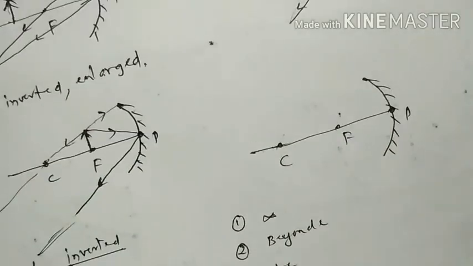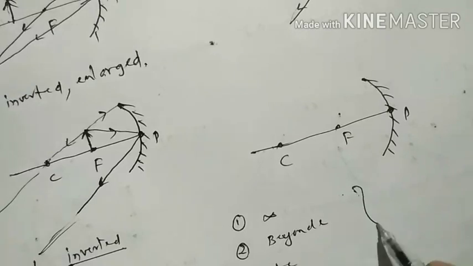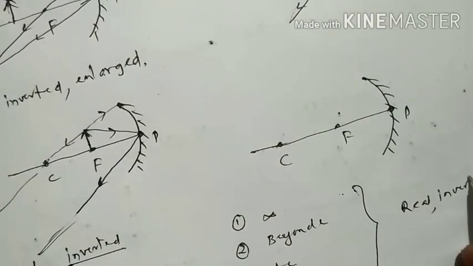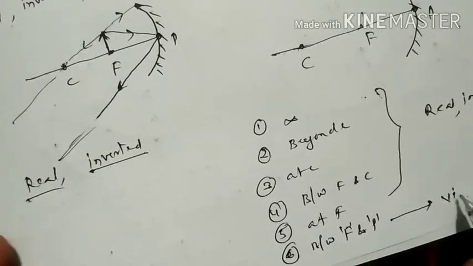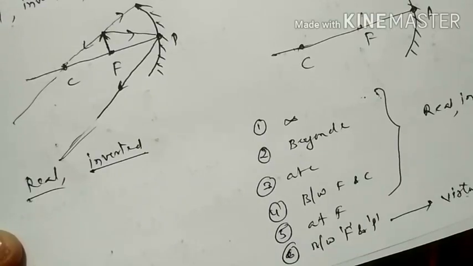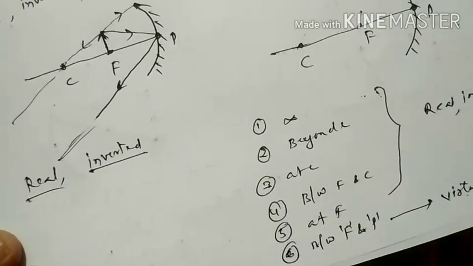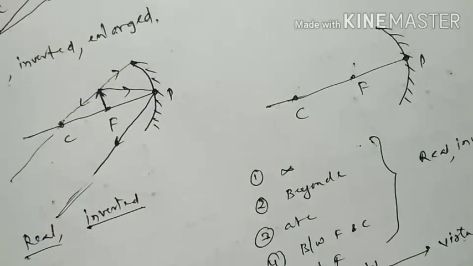So what is the nature? In all the first five cases, it is real and inverted. The size of the image is going to increase in this order, and only in the last case it is virtual, erect and enlarged. So what is the conclusion you are considering?